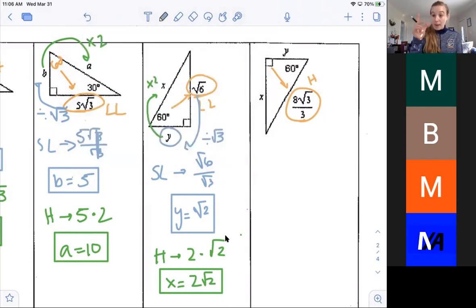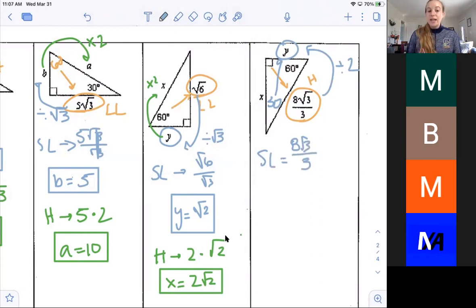If I'm going from the hypotenuse to the short leg, I need to get smaller. The short leg is y because it's not x across from 60, so this angle up here must be 30. So y is the short leg. In order to get to y, I have to divide by 2. Hypotenuse to short leg, divide by 2. So the short leg is going to be 8 root 3 over 3 divided by 2. Remember that divided by 2 is the same thing as times 1/2.